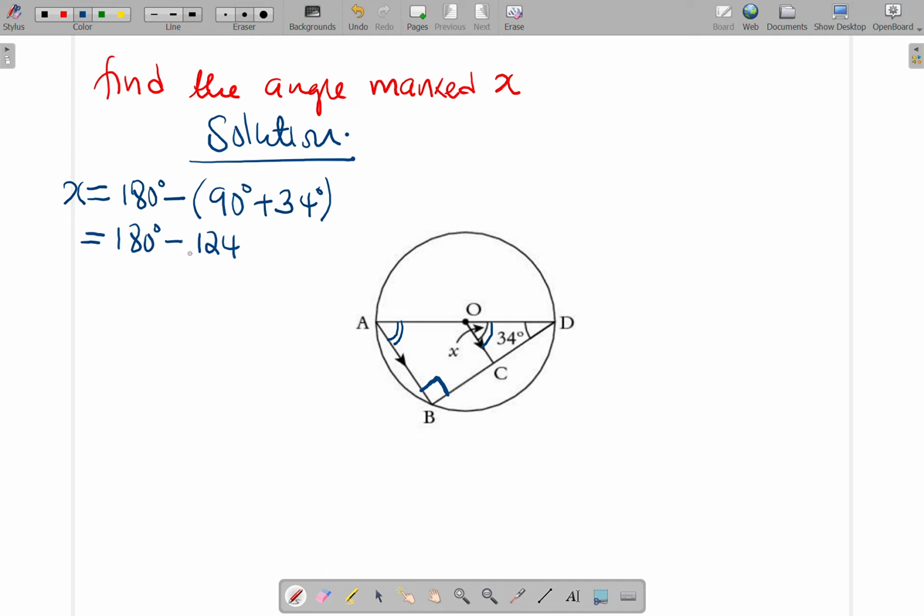180 less 124, I have 56. So I have 56 degrees. This is my value for x. Another question.